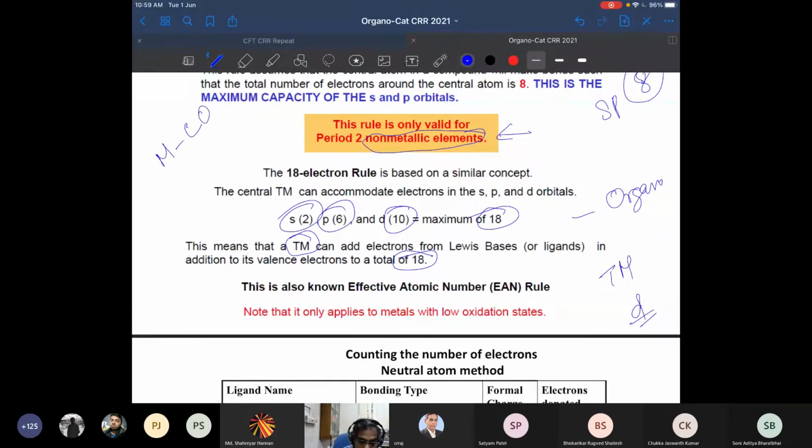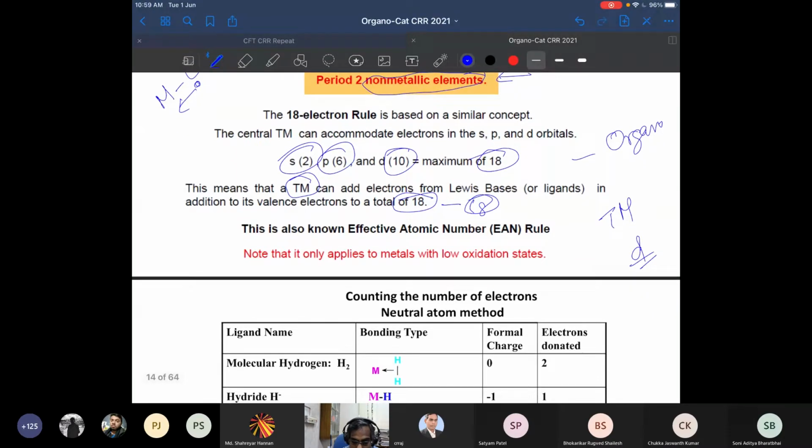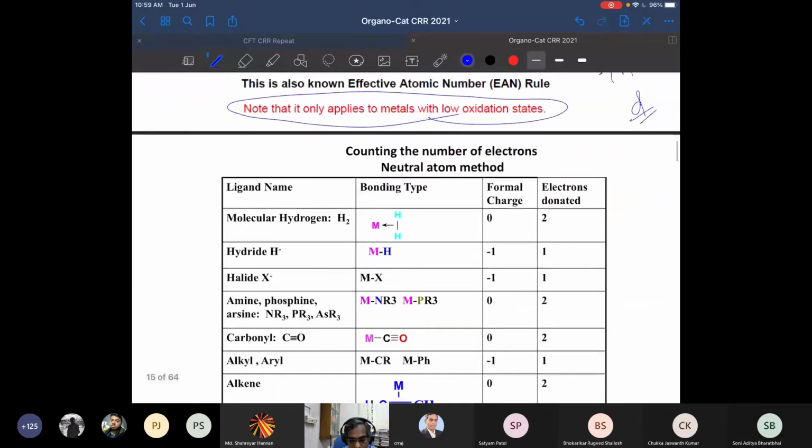carbonyl complex. What happened? Sigma donation from the carbonyl to your metal, that is added to the metal orbital. Then the total count should be 18. If that is the case, that system is considered to be a stable system. This is also known as the effective atomic number rule. But it only applies to metals with low oxidation state. Low oxidation state.